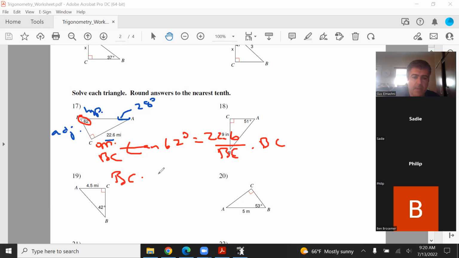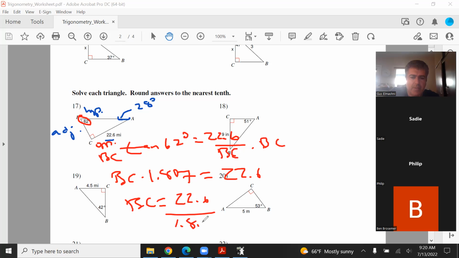So BC times whatever tangent 62 is, use a calculator. Tan 62 is going to be 1.8807. There's too many zeros. There we go. Equals 22.6. BC is going to be 22.6 over 1.8807. Okay, very nice. And then you just do the math, right? I mean, do the calculator work.